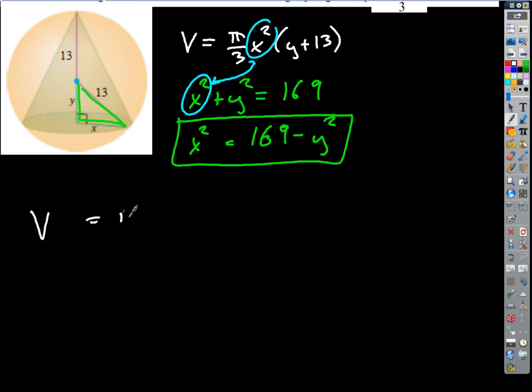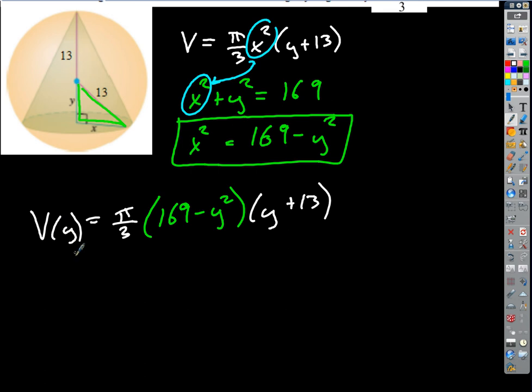V equals pi thirds times x squared, which is just 169 minus y squared times y plus 13. Well, that's V of y, isn't it? And you can look ahead and say that's going to be pretty easy. When I expand this out, that's just going to be a polynomial. I've got this pi thirds out front, big deal, it's just a constant. It's not going to impact the derivatives at all. So that's going to be a really easy one to do.